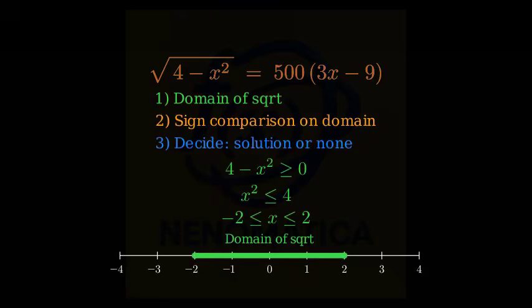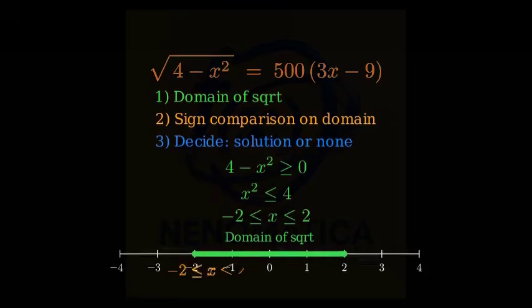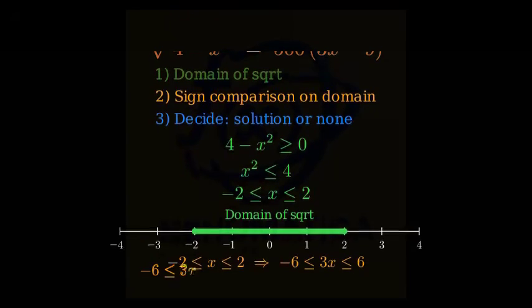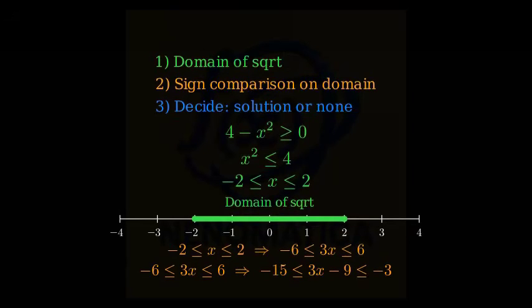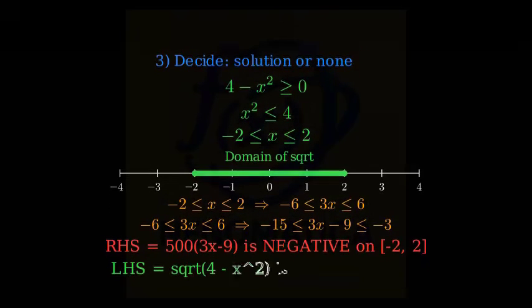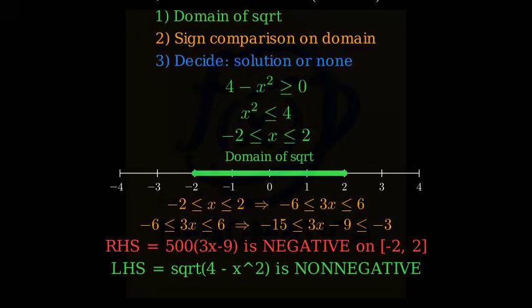Step 2. Sign comparison on that interval. If x is between -2 and 2, then 3x is between -6 and 6. Subtract 9. 3x minus 9 is between -15 and -3. So 3x minus 9 is always negative on the domain, and multiplying by 500 keeps it negative. Meanwhile, the square root on the left side is always non-negative. Let us overlay a sign chart.